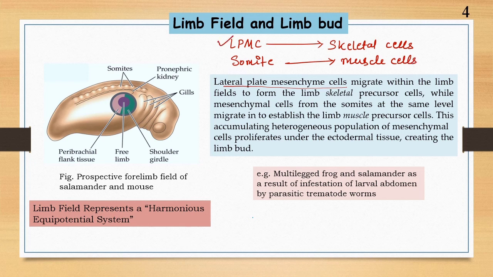So lateral plate mesenchymal cells lead to the formation of bones in the limb, and somite cells lead to the formation of muscles in the limb. Okay, these are the two precursor cells. These mesenchymal cells are actually derivatives of mesoderm. You will understand why I'm mentioning this mesoderm thing. These two precursor cells migrate and accumulate beneath the ectodermal tissue.